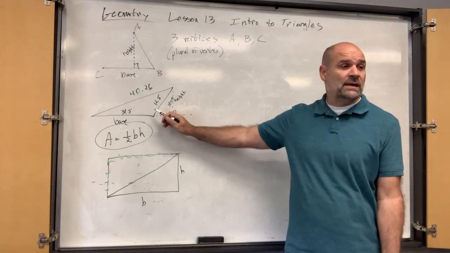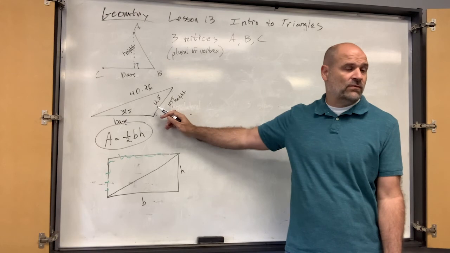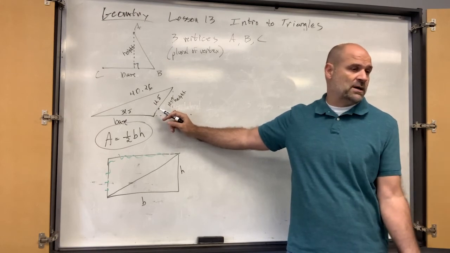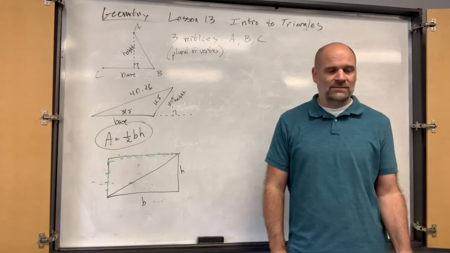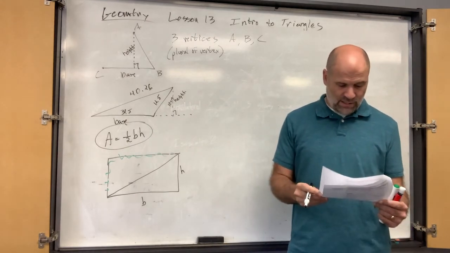But they might give you that either to throw you off, or they might ask for the perimeter as well. Well, you can find the perimeter, just add up all the sides. All right? Do we need to spend much more time on this?